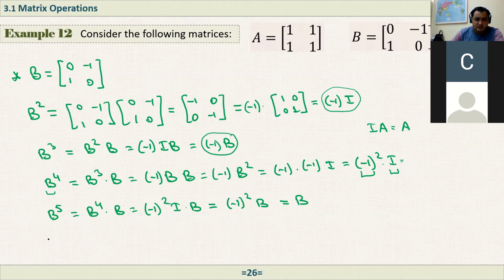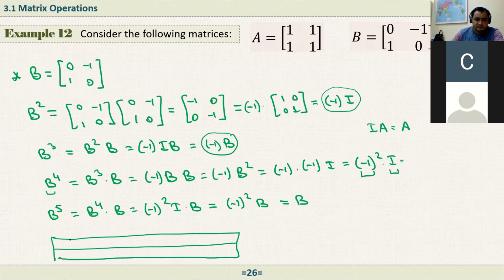Let me just write here. If you just make a table here, this one is n, and here we have b to the power n. You're just trying to find a pattern here. When n equals 1, 2, 3, 4, 5, 6, 7, let me just add one more, it's 8. So when n is 1, it is equal to b. When it is 2 here, that's equal to minus I.